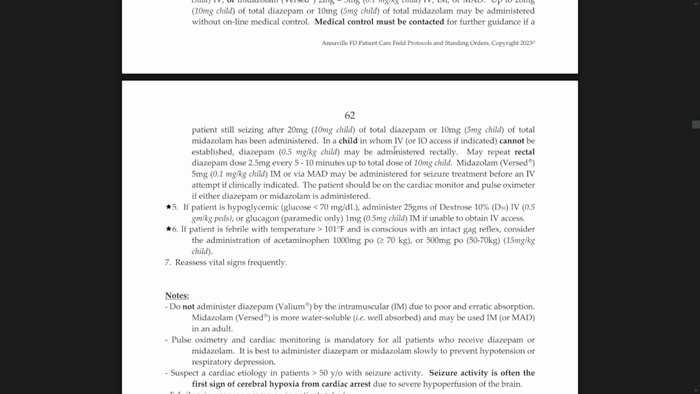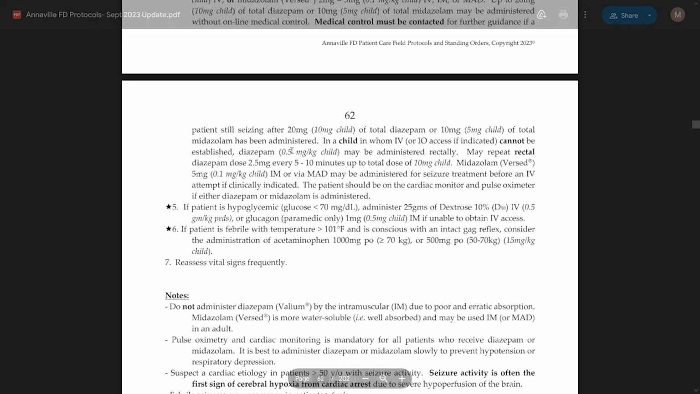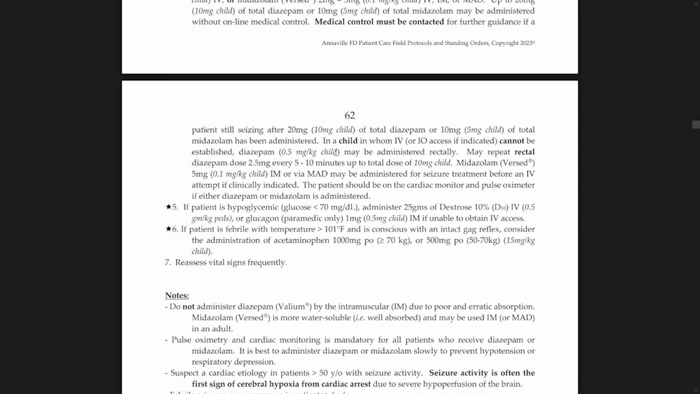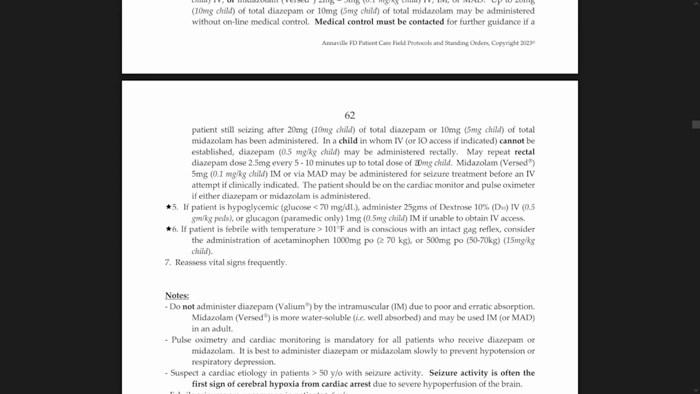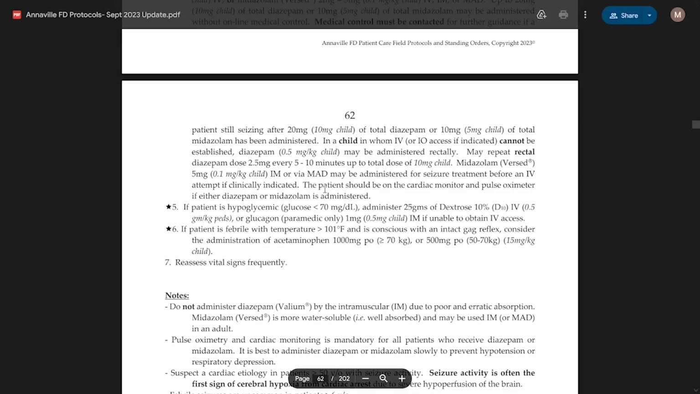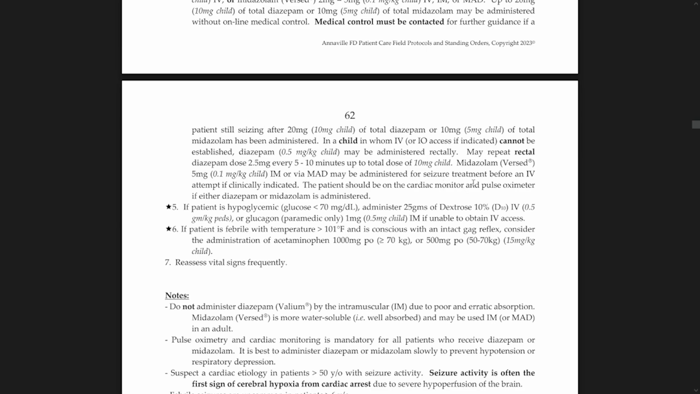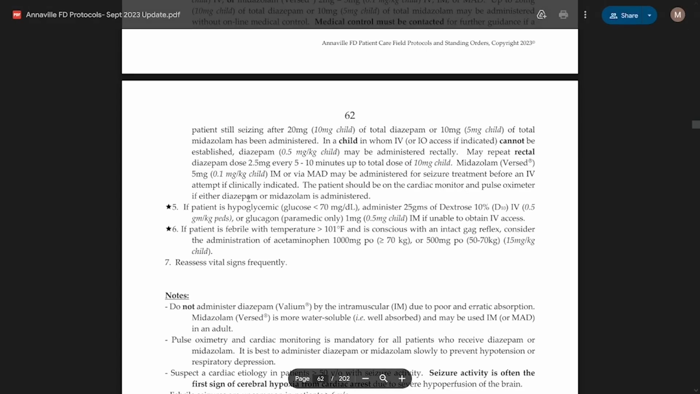In a child in whom IV or IO access is indicated but cannot be established, then diazepam 0.5 milligrams per kilogram for a child may be administered rectally. You may repeat rectal diazepam doses at 2.5 milligrams every 5 to 10 minutes, up to a total dose of 10 milligrams for a child. Midazolam or Versed, 5 milligrams or 0.1 milligram per kilogram for a child, intramuscularly or via a mucosal atomizer device, may be administered for seizure treatment before an IV attempt if clinically indicated. The patient should be on cardiac monitor and pulse oximetry if either diazepam or midazolam is administered.